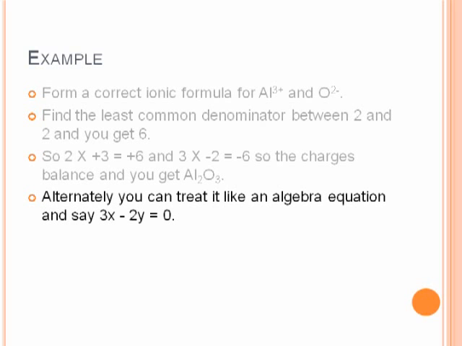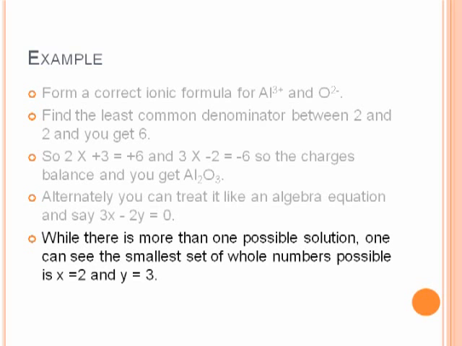Alternatively, you could use an algebraic equation like 3x minus 2y equals 0. In this case, you could plug in a large set of numbers, and it'd be solvable because I have one equation and 2 unknowns. But again, 2 and 3 are the smallest ones that can go in there, and so we'd still say 2 and 3.